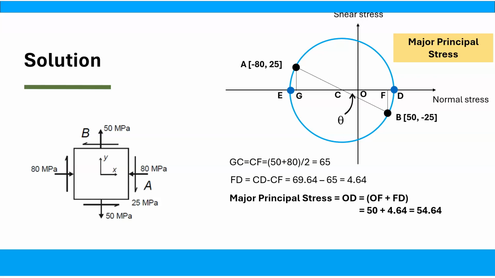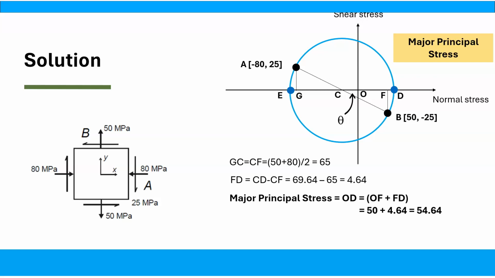The length FD is equal to CD, that is the radius, minus CF. Then the length FD is calculated as 4.64. Therefore, the major principal stress is equal to OD, which is equal to OF plus FD, that is 50 plus 4.64. Then the major principal stress is calculated as 54.64 megapascal.